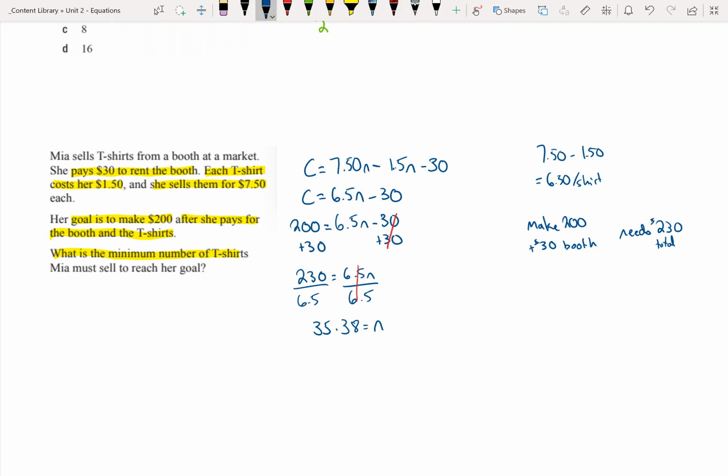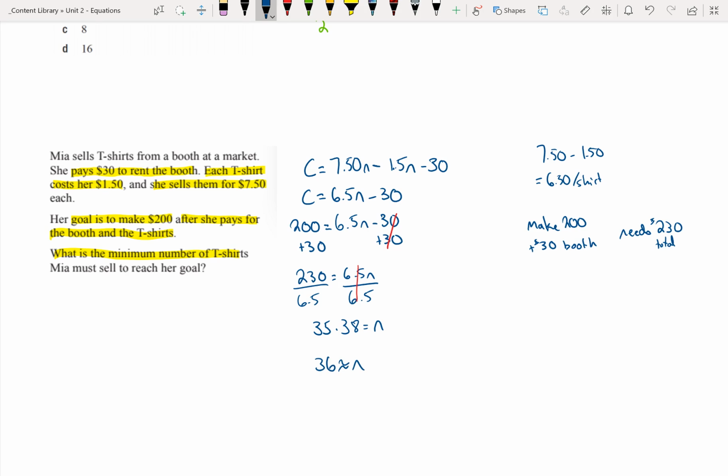Now, you can't sell a third of a t-shirt. So in this case, you want to round up. Even though based on the numbers, you don't round up when the decimal is 0.3. However, in this case, because we're dealing with cost and t-shirts, we want to make sure she has $200. If you were to go back and plug 35 into the equation, you would find that she's just under, because if she sells 35, that's less than the 35.38 that she needs. So you actually have to round up to 36 t-shirts.